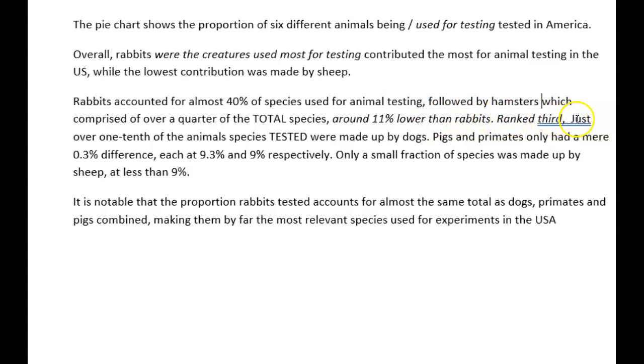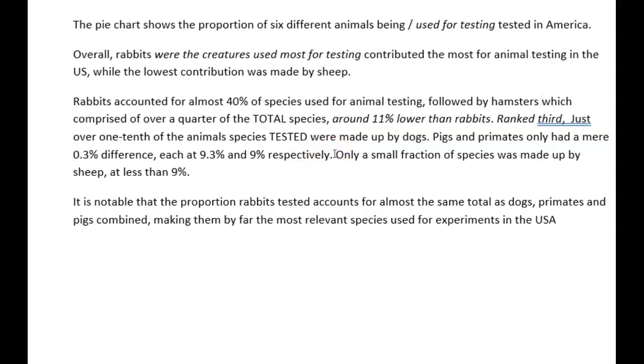Here I put ranked third. Just over a tenth of the animal species tested were made up by dogs. Yeah, okay. Were comprised of dogs, you could say, if you wanted to. But I've added in that little bit, ranked third. Pigs and primates only had a mere 0.3% difference, each at 9.3 and 9% respectively. Yes, very nice and good use of respectively. Well done. Ben's favourite word.